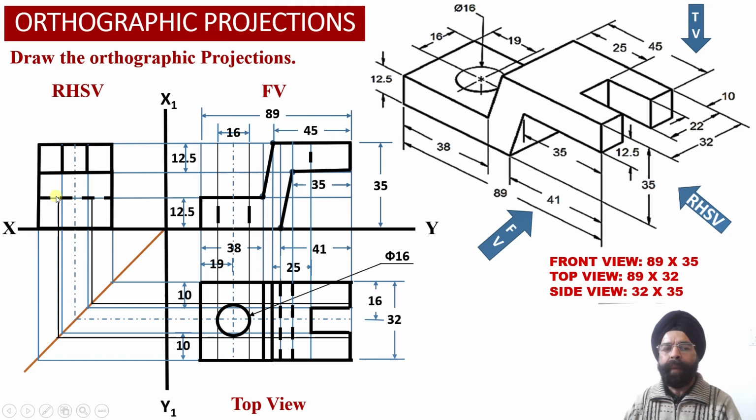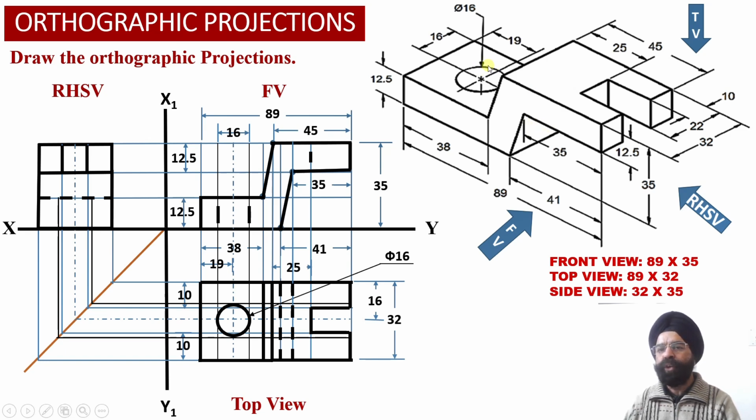Now we have also marked a hidden line projection at a distance of 12.5 millimeter above the ground. This hidden line projection corresponds to the top surface of the bottom horizontal web, which is available at a height of 12.5 millimeter from the ground. So this horizontal surface will be viewed as an edge view in the right hand side view projection.